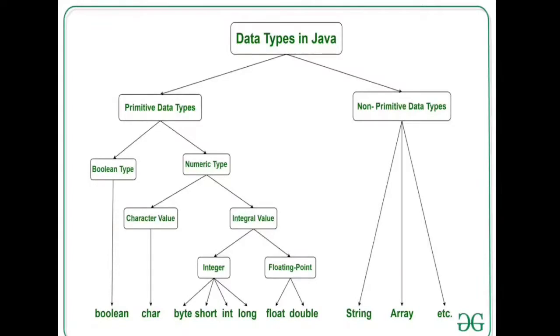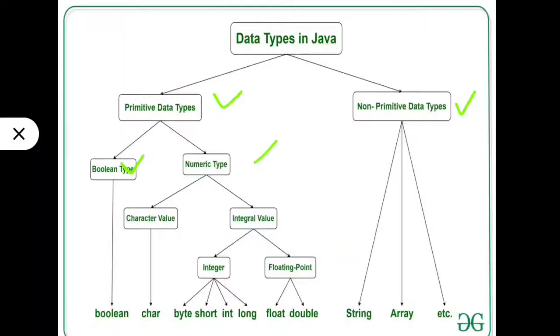Next is data type in Java. Data types are classified into two types: primitive data type and non-primitive data type. Then the primitive data type is again classified into two types: Boolean data type and numeric data type.